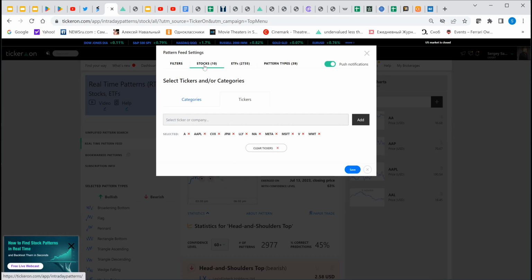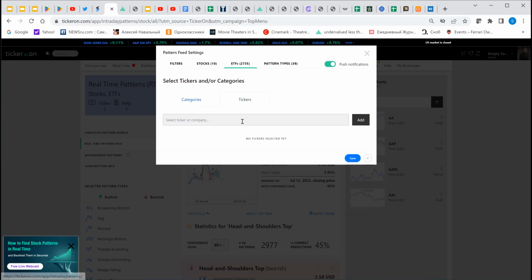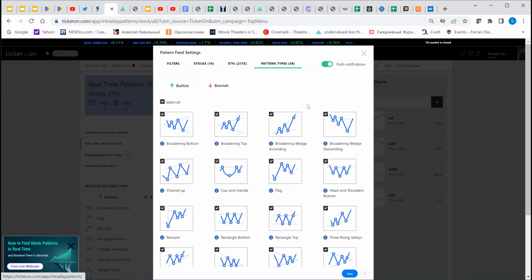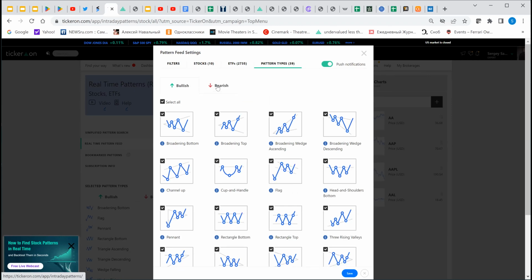So now it is stocks. This is ETFs, pretty much the same categories and the tickers, okay? Pattern types. That's an important thing where you might trust or like some of the patterns, and then distrust and maybe you don't like some of the patterns.